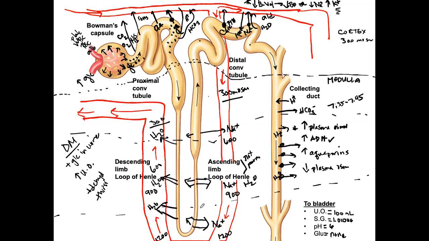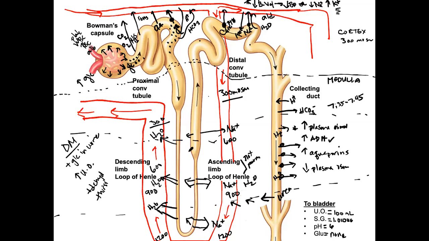How does it get more and more concentrated? You actively pump sodium into the interstitium and into the bloodstream. Likewise, the collecting duct is actually kicking out urea as well. So urea is kicked out here, and then it's pulled back in here. And so you have this amazing concentration gradient.